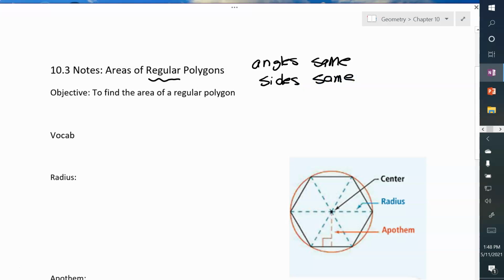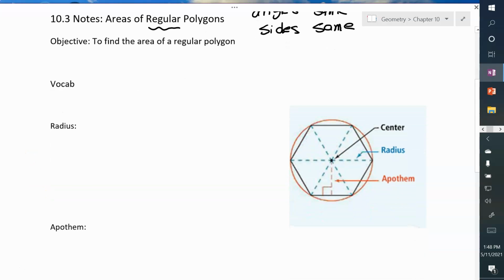We do need a little bit of vocabulary for this section. The first one is radius. Now we know the radius of a circle goes from the center to the edge of the circle. And in a regular polygon, that radius goes from the center, just like in a circle, but it goes to the vertex. And it's that distance there.